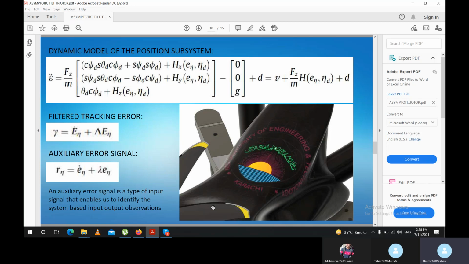The next point here is the filtered tracking error. Filtered error can be of various types depending on the nature, that is mechanical, electrical, etc. They affect the robustness of the system. The last point here is the auxiliary error signal. It helps to understand the input and output observation of the system. Thank you. The remaining slides will be covered by my project mate ME18026.